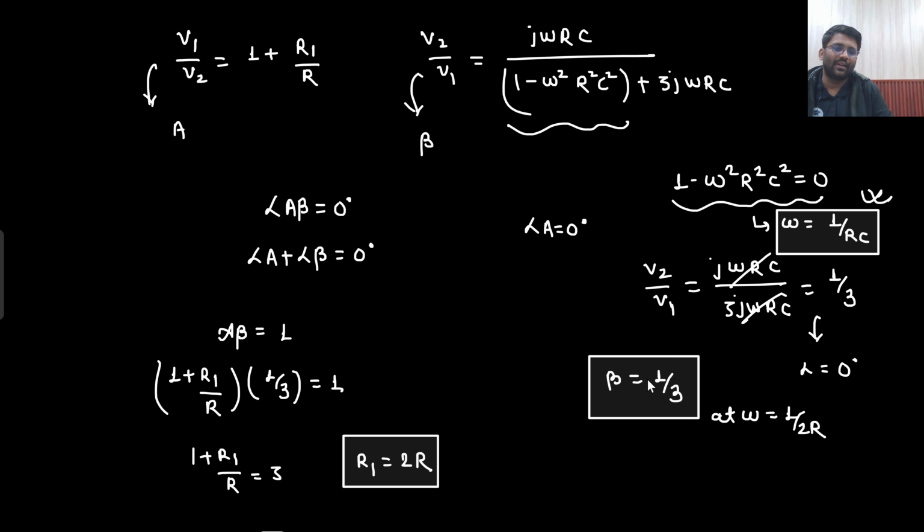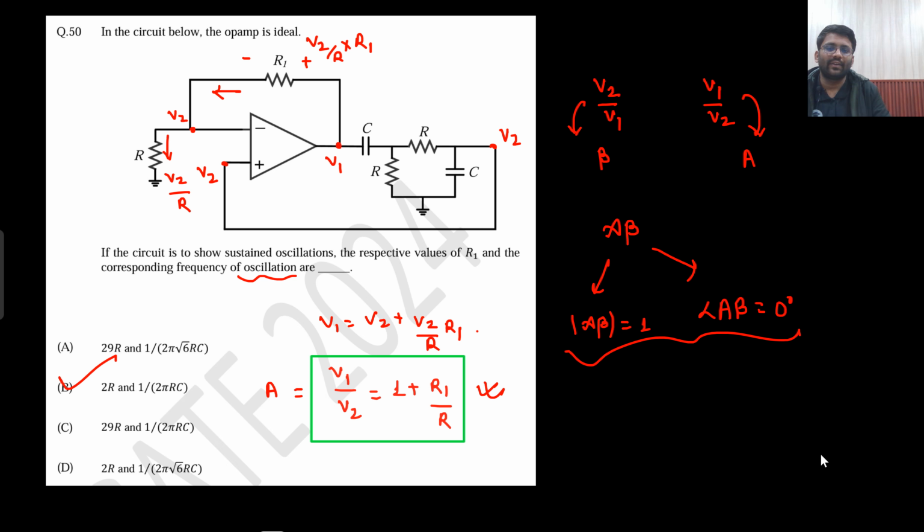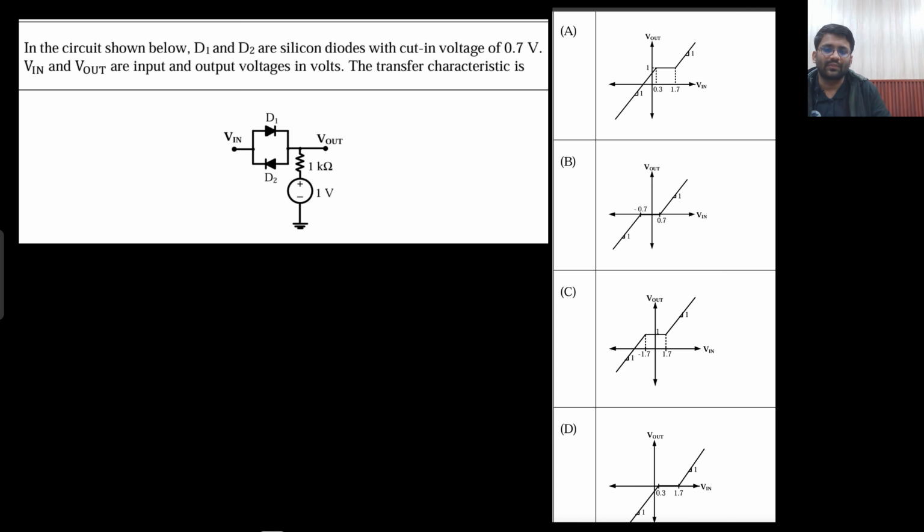This is A, this is beta. It should provide me 0 degree gain. Sorry, it should provide me 0 degree phase shift. This is also giving me 0 degree phase shift. Job done here. Gain should be equals to 1. That job is also done. So this is how I will get this particular question. This is how I will get it correct. All good? So answer is B. Let's go to the next one.